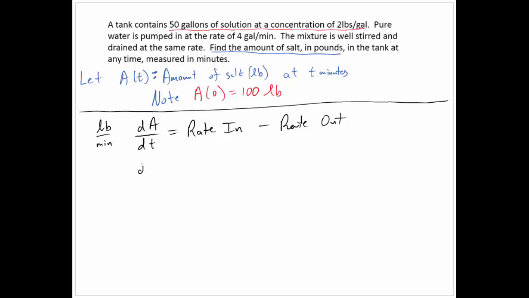All right, so dA/dt must be a rate in minus a rate out. What's coming into the tank? Pure water is pumped in at a rate of 4 gallons per minute. So something's coming in at 4 gallons per minute, and it's pure water. So how much salt is in that water? Well, it would have 0 pounds per gallon.